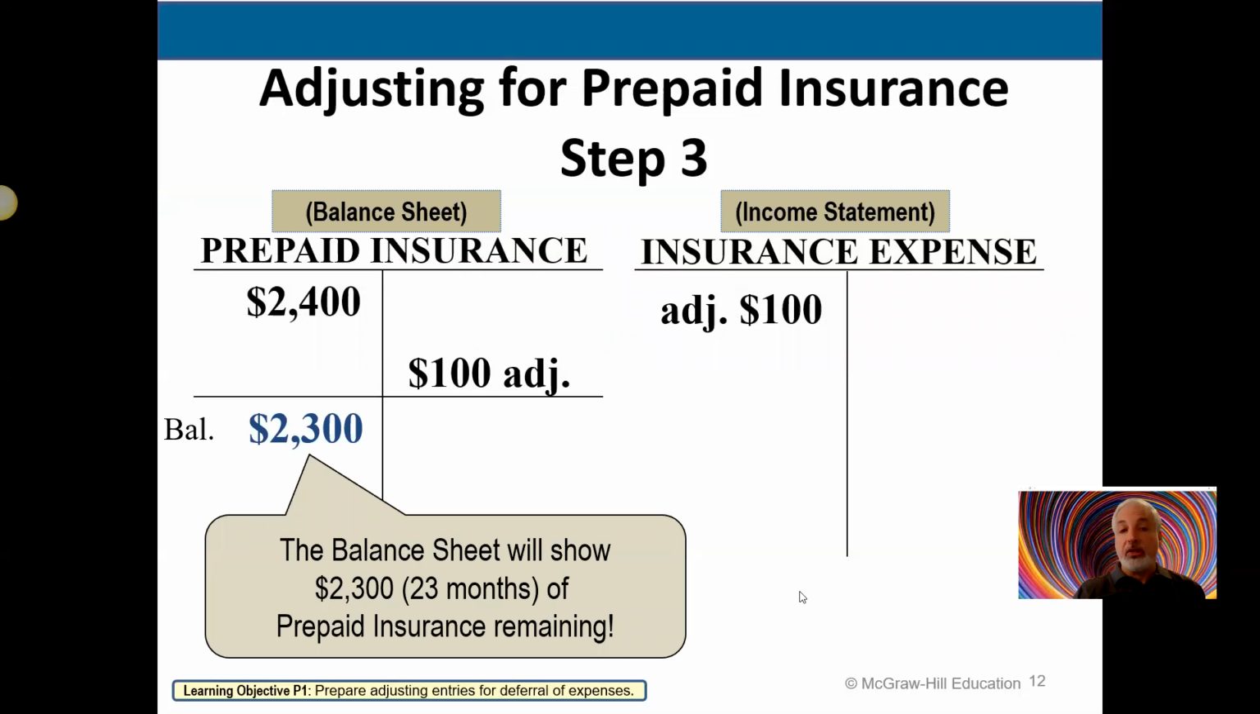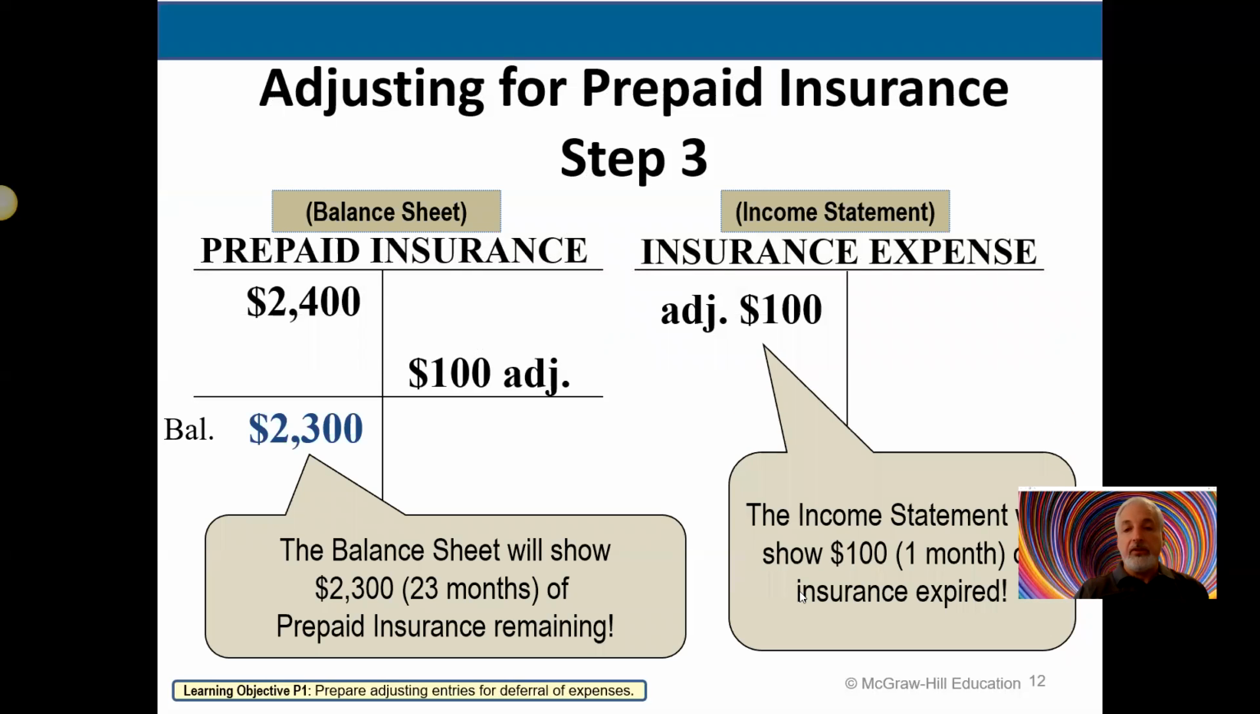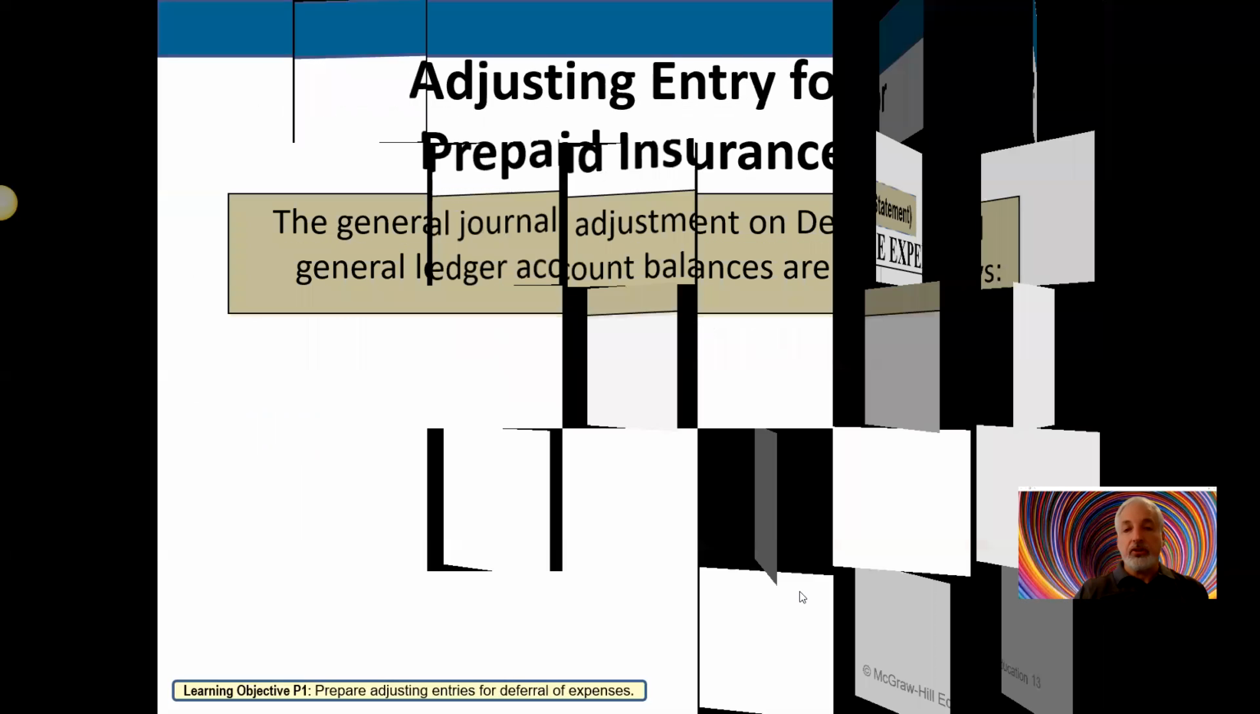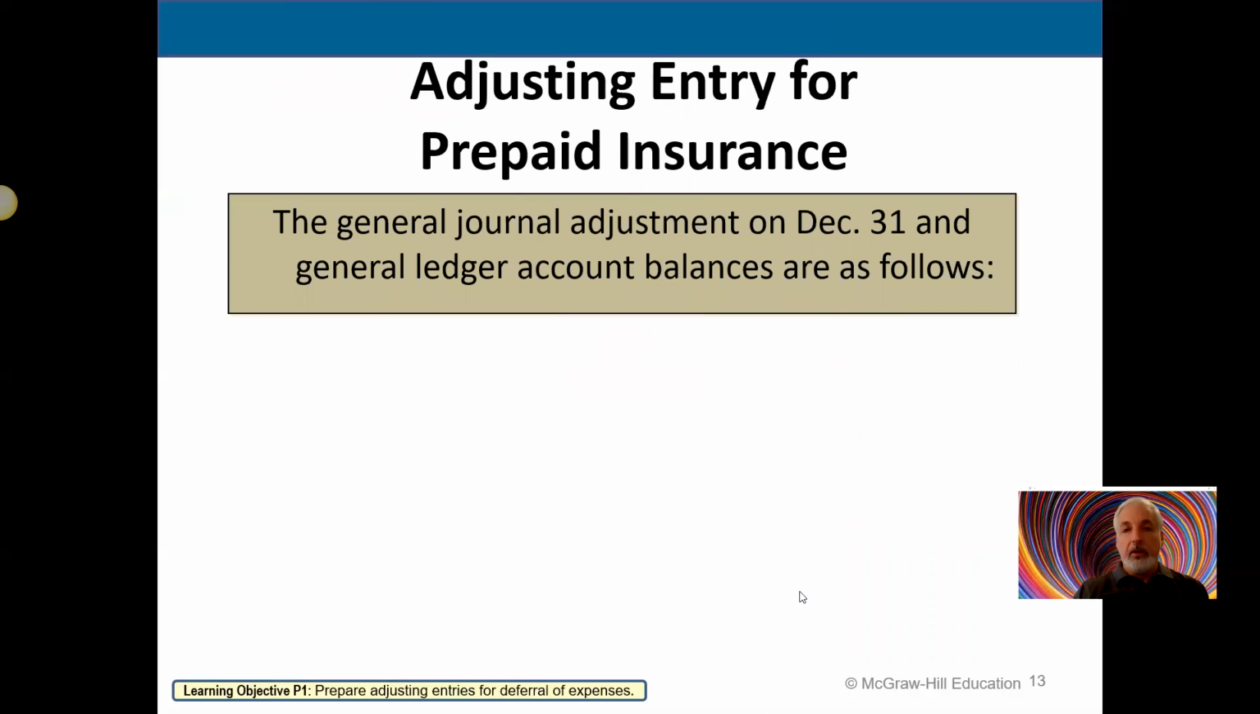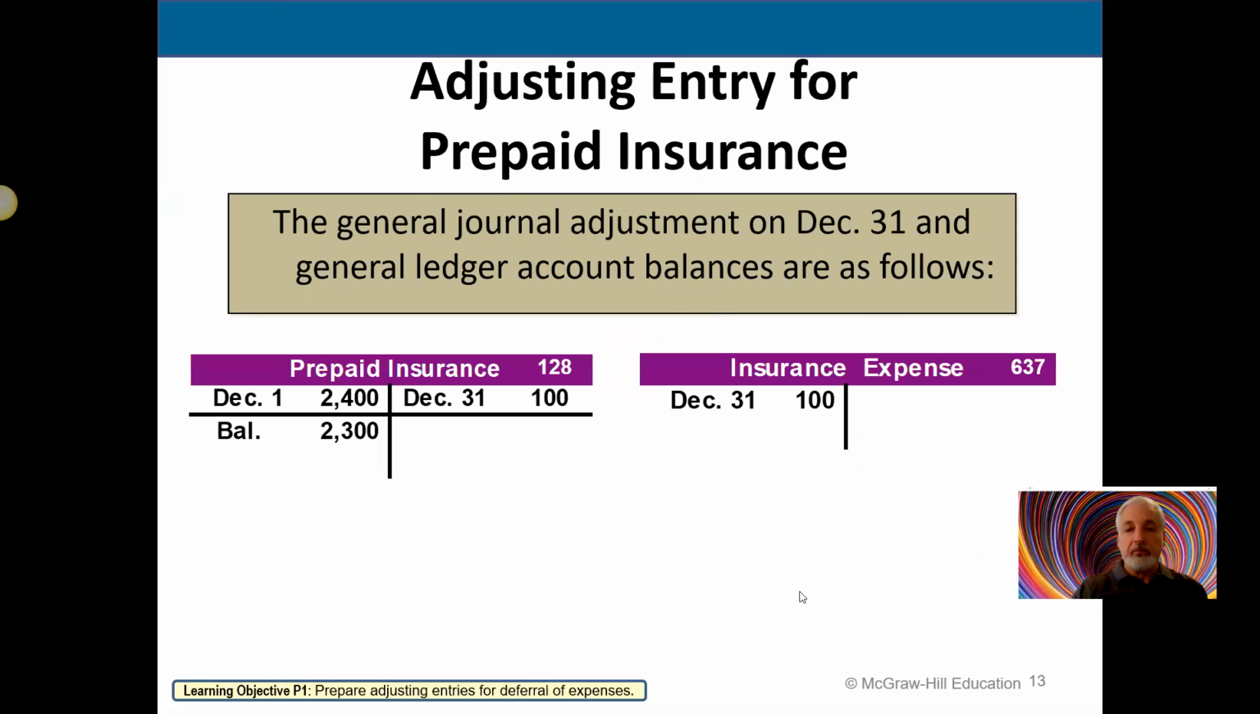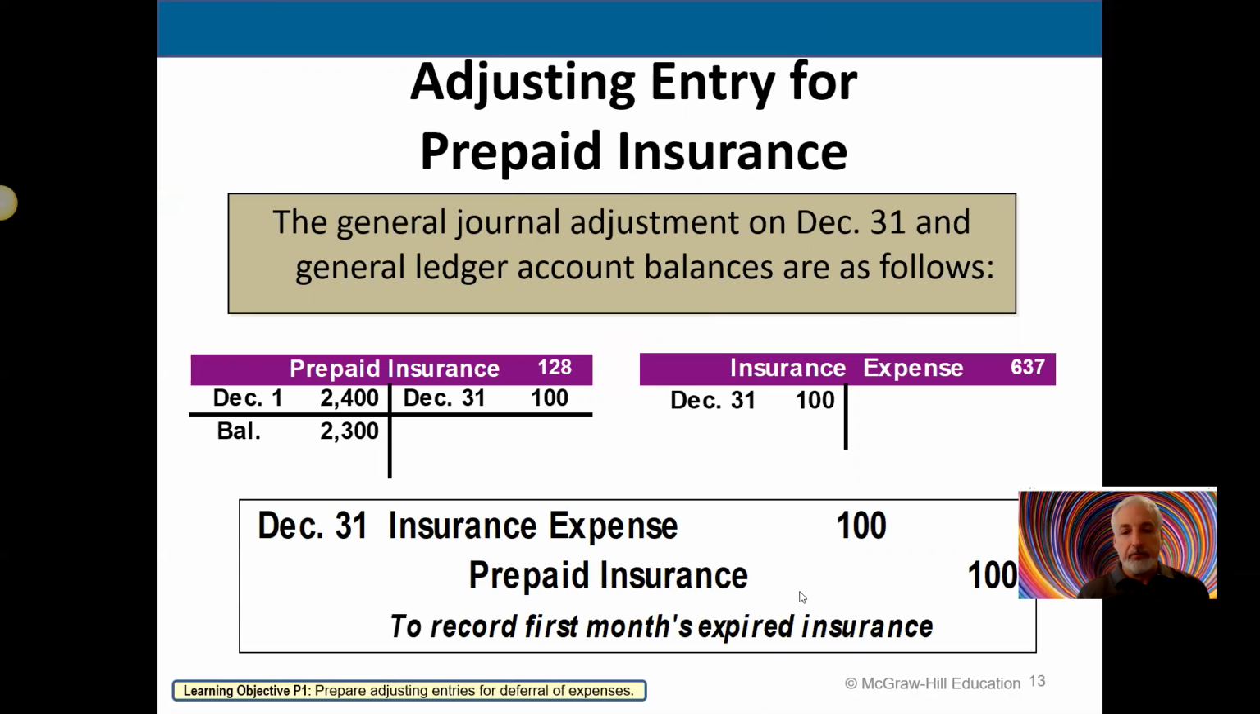So the balance sheet will show $2,300 when all is said and done. And the income statement will show $100 worth of expense. General journal adjustment for December 31, as follows. Okay, so that's what the ledger looks like, the ledger pages, the T accounts on the ledger. And there's our journal entry.